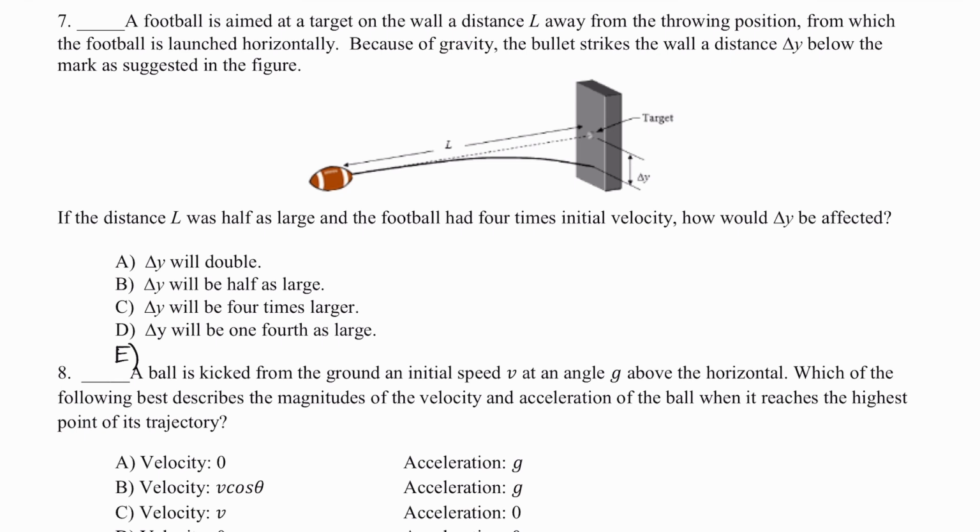Number 7 reads, a football is aimed at a target on the wall, a distance L away from the throwing position, from which the football is launched horizontally. So here we see the football, the distance L right here. Because of gravity, the bullet strikes the wall a distance delta y below the mark, as suggested in the figure. I assume that by this bullet, we're talking about the football. Here's the question. If the distance L was half as large and the football had 4 times the initial velocity, how would delta y be affected?